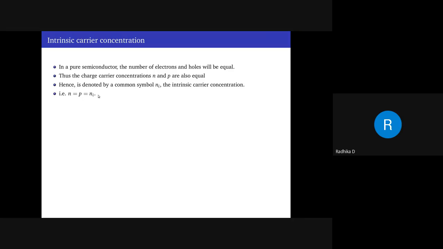If N is equal to P is equal to Ni, I can write Ni square as the product N into P. So what was N? In the previous slide, we got Nc into e to the power of minus Ec minus Ef by Kt, and P is Nv into e to the power of minus Ef minus Ev by Kt. Next, let me take the product. Nc, Nv, both the constants together, I will put in a bracket.